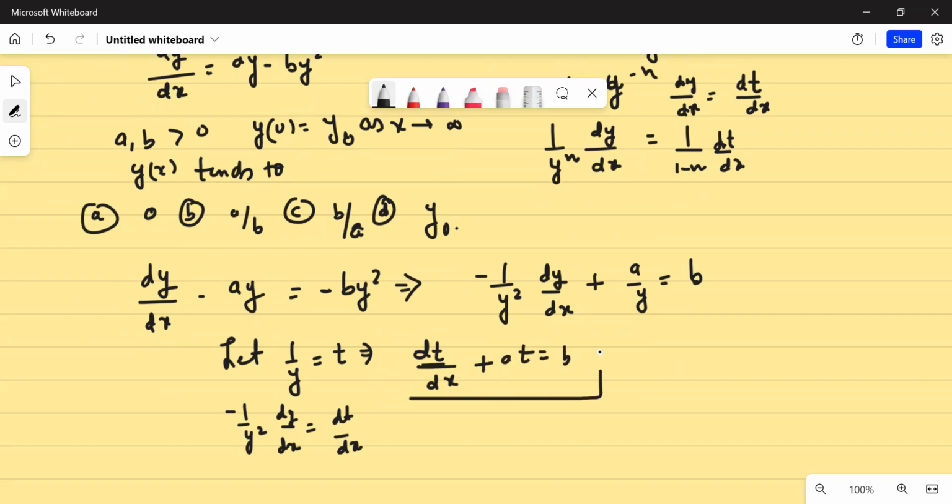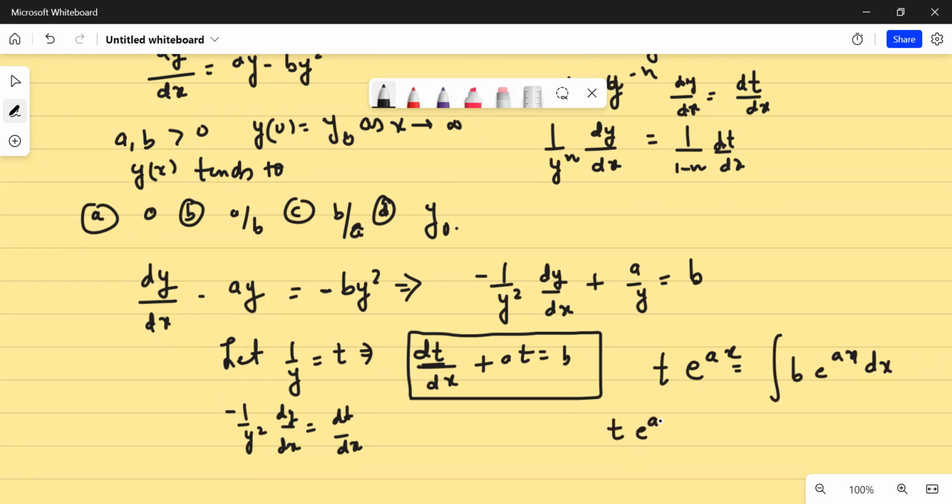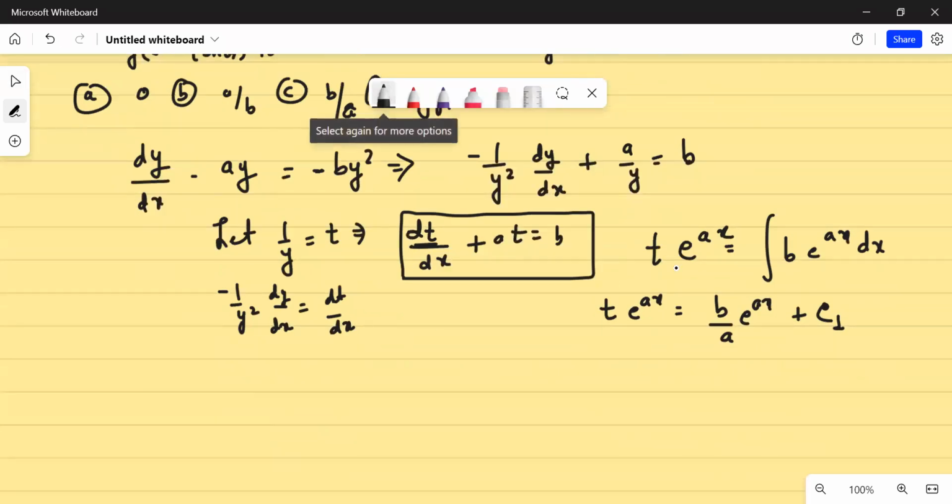And if you solve this differential equation, what will you get? This differential equation will be like e to the power ax into t is equal to integration b into e to the power ax dx, and simply you'll get t e to the power ax is equal to b upon a e to the power ax, and then you have some constant of integration, let's say c1. And you know that y0 is given, so I'll use that condition. So y at x equal to 0 is given as y0.